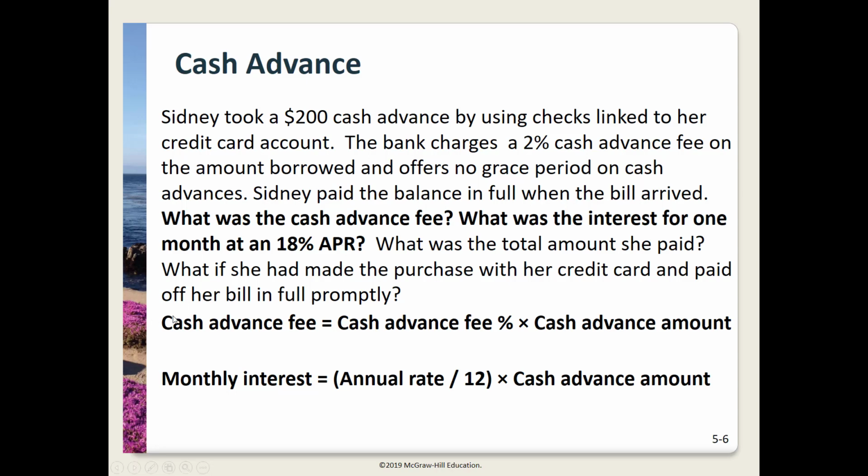But to answer the first two, we've got these two formulas here. So for the cash advance fee, we're going to use the cash advance fee percentage and multiply it by how much we borrowed. So we'll take the 2% fee times the $200 cash advance she pulled out, and that'll give us a fee of $4. Now for the monthly interest, we'll take the annual rate that was given to us at 18% and divide it by 12 because there are 12 months in a year, and then multiply it by the cash advance amount. So taking our 18% or 0.18, divide by 12, then multiply by 200, we get a monthly interest of $3.